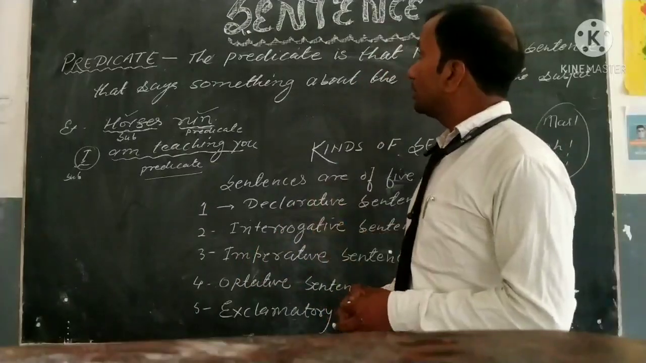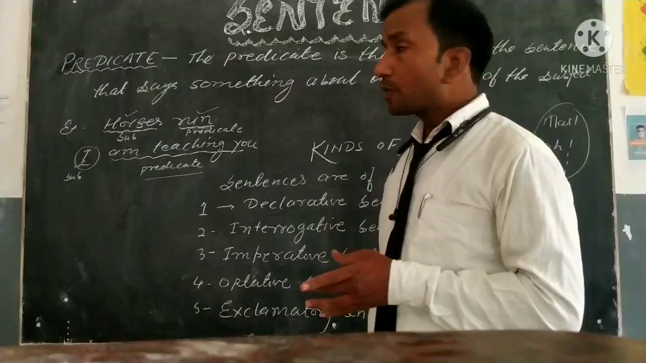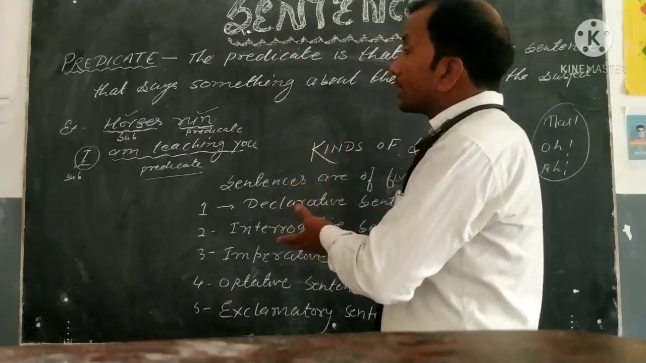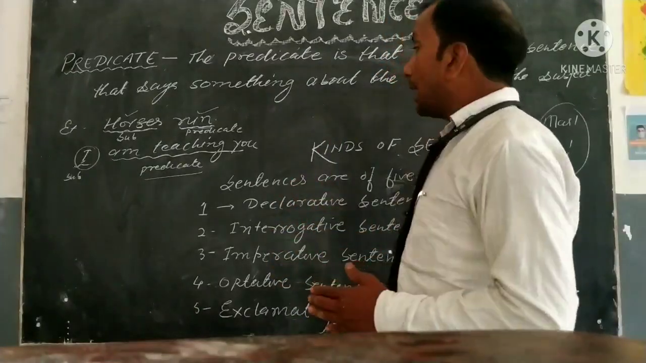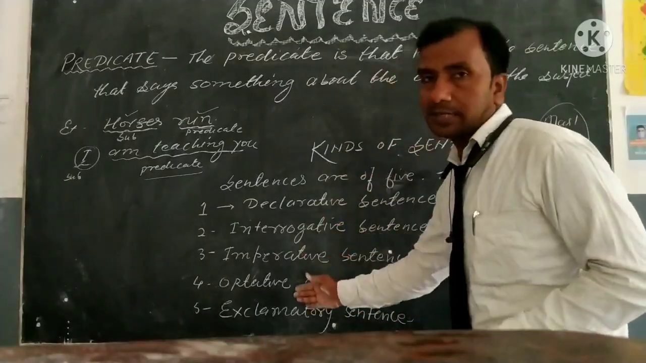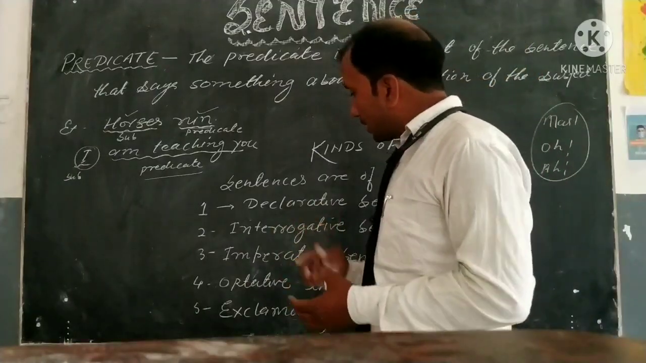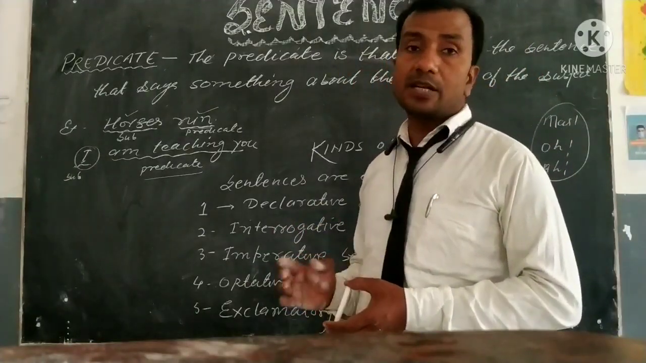So I hope you have known what the meaning of sentence is, what is subject, what is predicate, and kinds of sentences. And after this we will discuss the rest. Hope you have understood that. If there is any doubt, you can ask me.